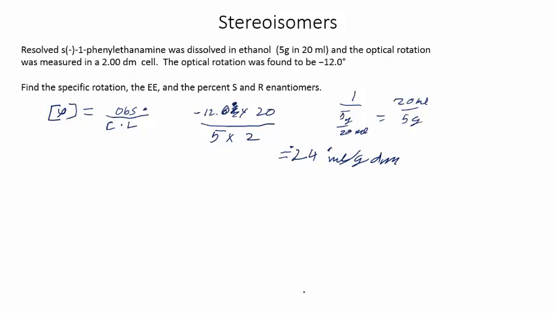Now, I didn't write it here out of carelessness, but usually in ethanol, the specific rotation of the pure material, if I were giving this problem to you, I'd of course have to give you this value. Alpha here equals 30 degree mL per gram dm.